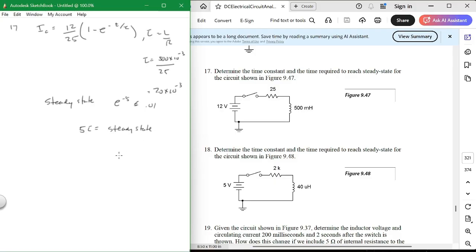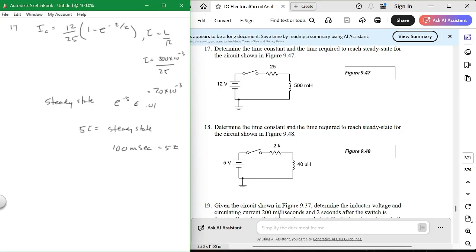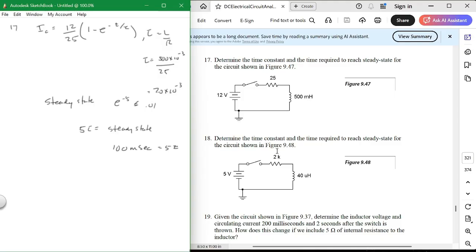So what would this be? What's 5 tau? It's 100 milliseconds, right? These are seconds. Tau is time. So 5 tau is about steady state. That's the answer to that question. All right. Now here is the rub. No, that's all they say in 17. Just find that, and you're done. Now we get more into this as we go down the list.